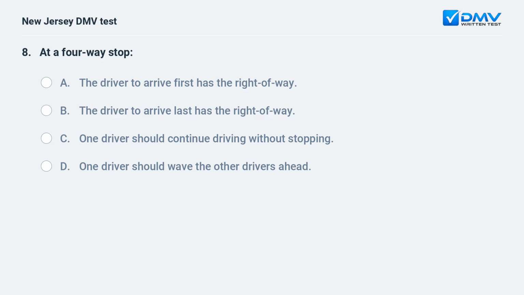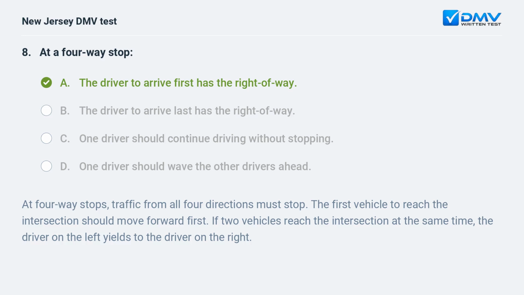At a four-way stop? A. The driver to arrive first has the right of way. B. The driver to arrive last has the right of way. C. One driver should continue driving without stopping. D. One driver should wave the other drivers ahead. A. The driver to arrive first has the right of way.